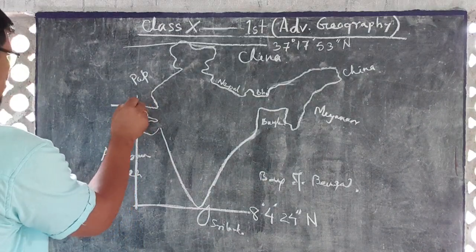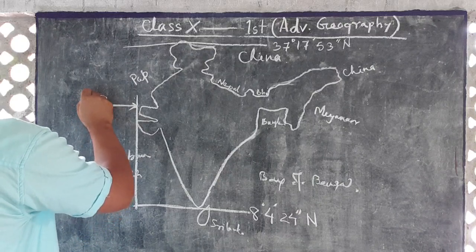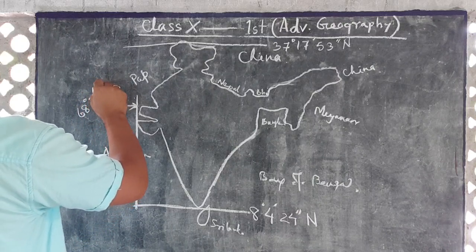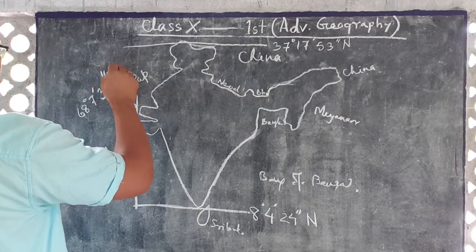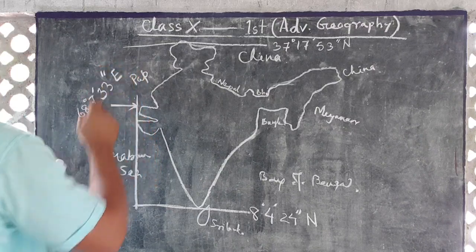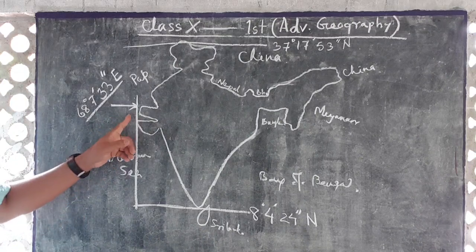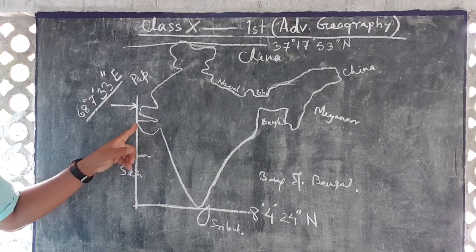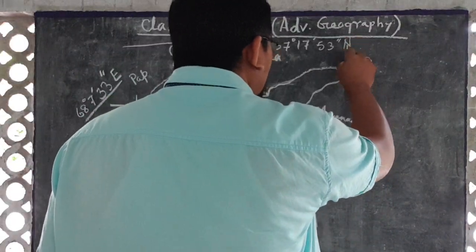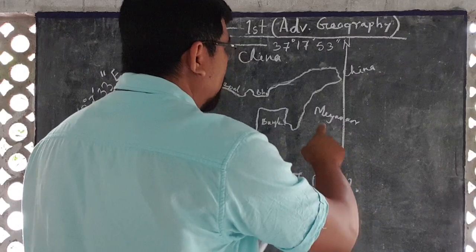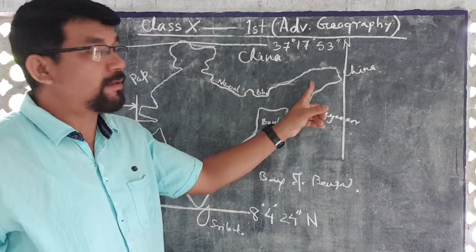Latitude, that is 68 degree 7 minute 7 second 33 minute east longitude. It is in the side of western India, that is in Gujarat. And in case of Arunachal Pradesh, it is the easternmost state of India.